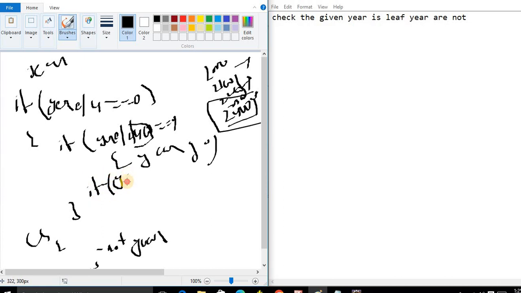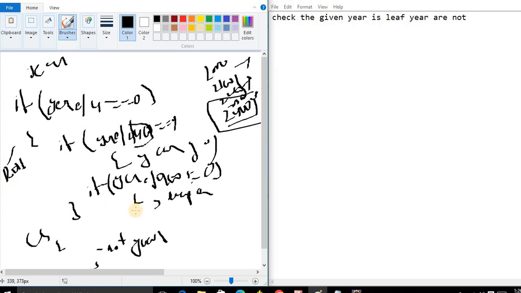If the year is not divisible by 100, it's a leap year. For example, 2016: it is divisible by 4. Check whether it is divisible by 400 or not. It's not divisible by 400. Check one more condition: is it divisible by 100 or not? It's not divisible by 100. So it's a leap year.